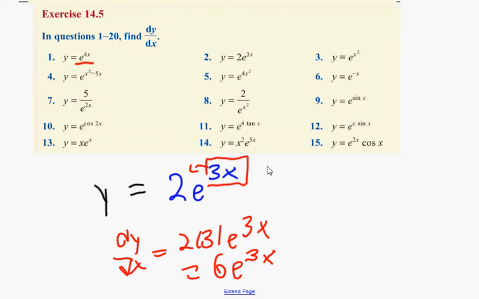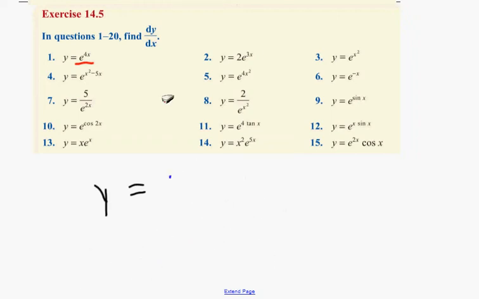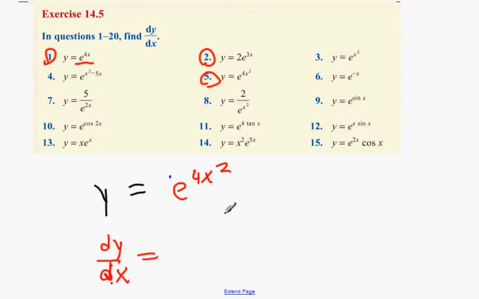Okay? Now, it gets a bit harder when you get to the likes of number 5. So I've done 1 and 2. I'm going to go for number 5 now, okay? In the case of number 5, what we get is y equals e to the 4x squared. The dy/dx ends up being e to the 4x squared, guaranteed. Whatever's in the power, differentiate it and you get 8x. So 8x e to the 4x squared.